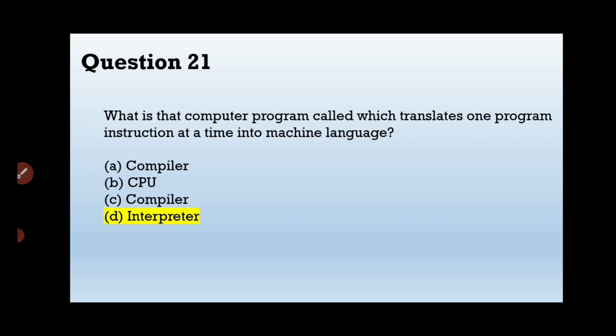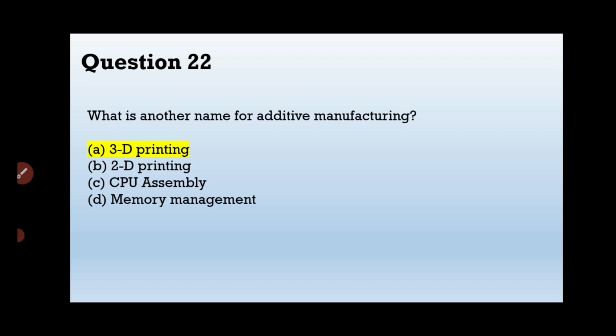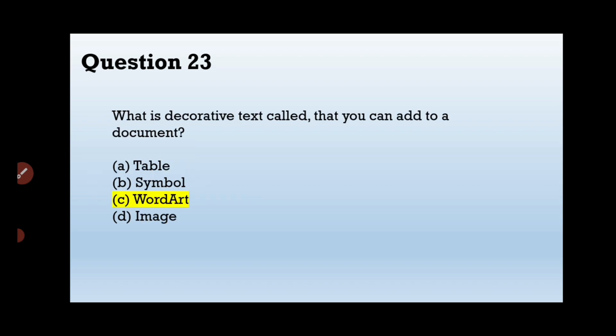Question number 21. What is that computer program called which translate one program instruction at a time into machine language? Your correct option is option D, interpreter. Question number 22. What is another name for additive manufacturing? Your correct option is option A, 3D printing.